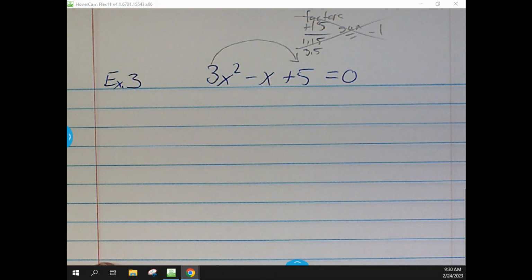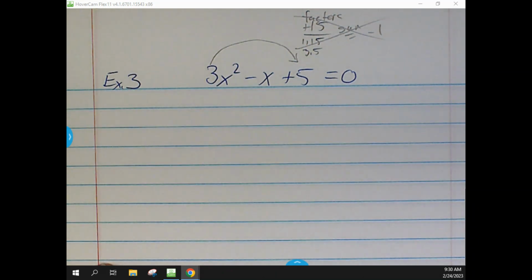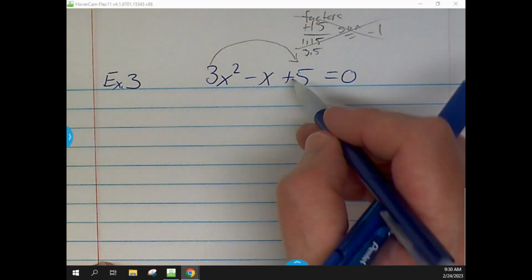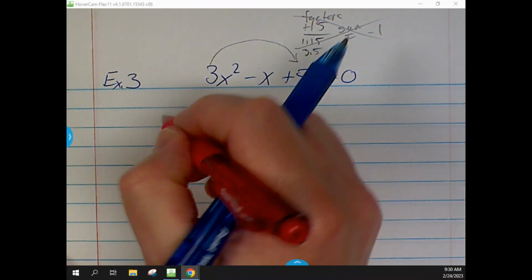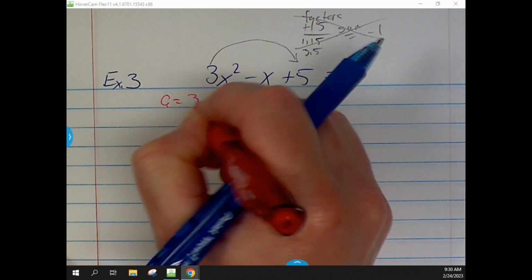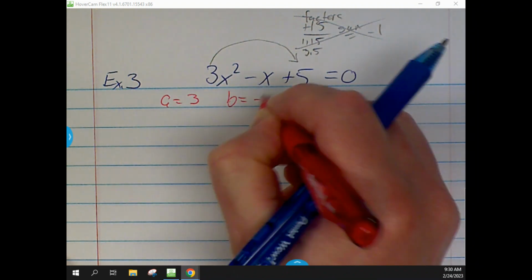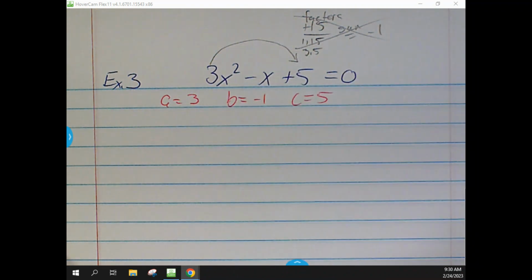So factoring is out. If that was a 2 here, maybe. But even if that was a 2, the sign I think was going to be wrong in that case. So for that one, factoring is not going to work. All right, so we're going to have to go with the quadratic formula. So A is 3, B is negative 1, and our C value is 5.